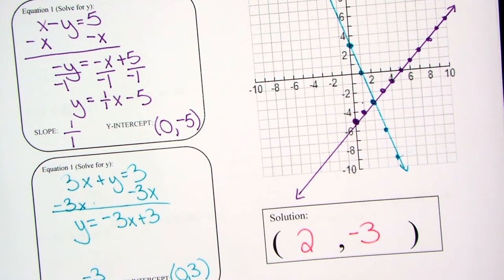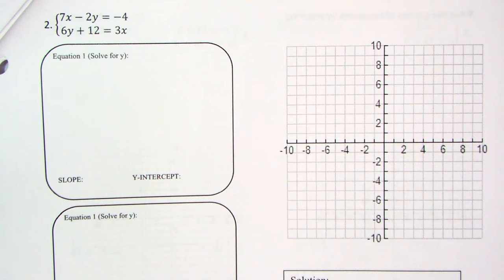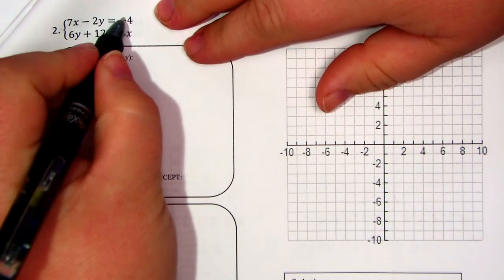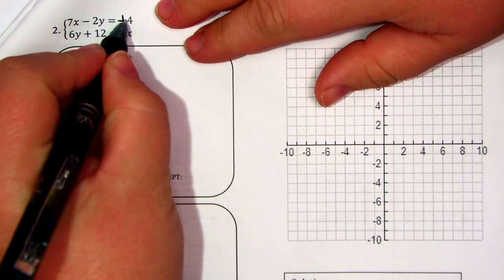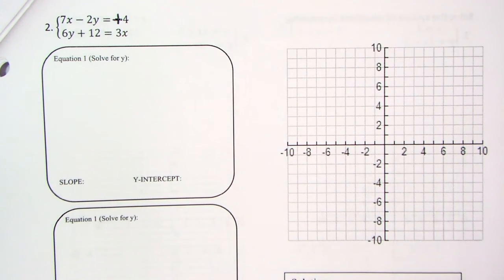Let's do one more. For the next problem, we actually need to make one little correction. This should be a positive 4, not a negative 4. Does not come out nicely if it's a negative 4, but we're going to proceed the same.